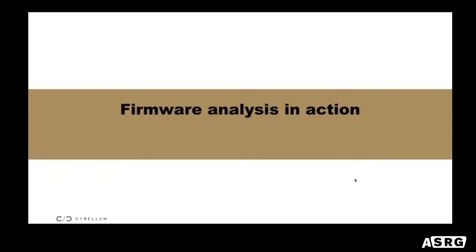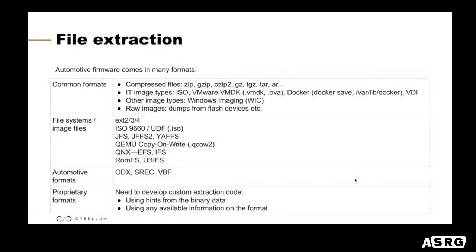So let's take a look at a real-life example. And we'll start with file extraction. Automotive firmware comes in many formats. It starts with compressed file formats and maybe IT image files like ISO and VMDK files, container image files, and so on. Sometimes it comes in other image types. WIC is just one example. And sometimes these are raw images coming from flash device dumps and so on.